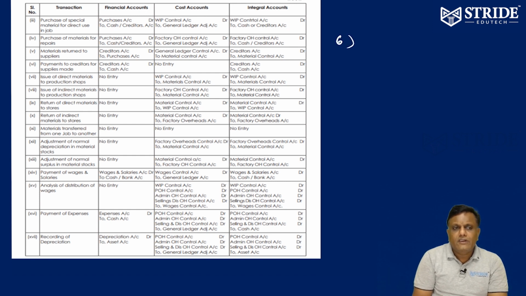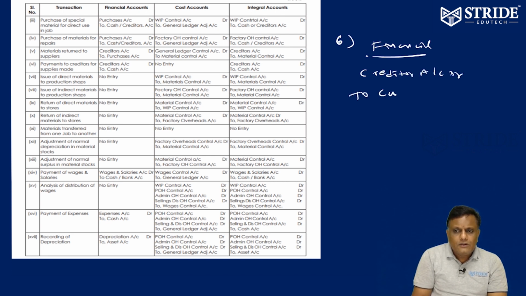Number 6th transaction, payment to creditor for supplies made. Whenever the payments are made in financial books, we know creditor to cash, creditor account debtor to cash. So creditor and cash are involved. There is no transaction in cost books. Creditor is a word we are not supposed to use in cost books. Cash is a word not supposed to be used in cost books. Therefore, in cost books, there is no entry.